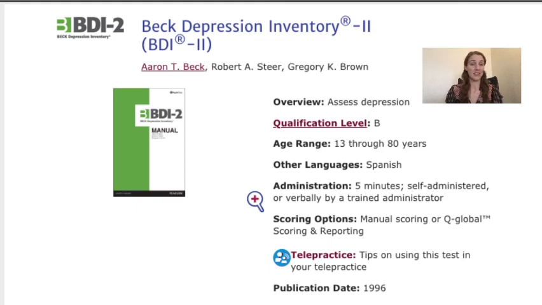So here's an example of sort of a mid-range test. But notice that this is also 5 minutes and self-administered. This isn't a very involved psychological test, but the outcomes do have a significant meaning.